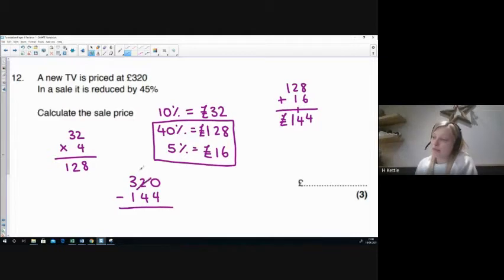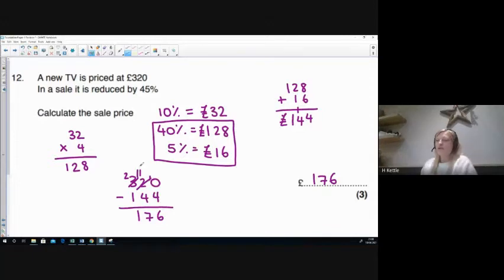I'm going to borrow and make that 10. So I've borrowed 1 from here to make this 10. 10 take 4, we can do that. That's 6. 1 take 4, we can't do. There's more on the floor. Borrow from next door. 11 take 4 is 7. And 2 take 1 is 1. So the price of the TV is £176.